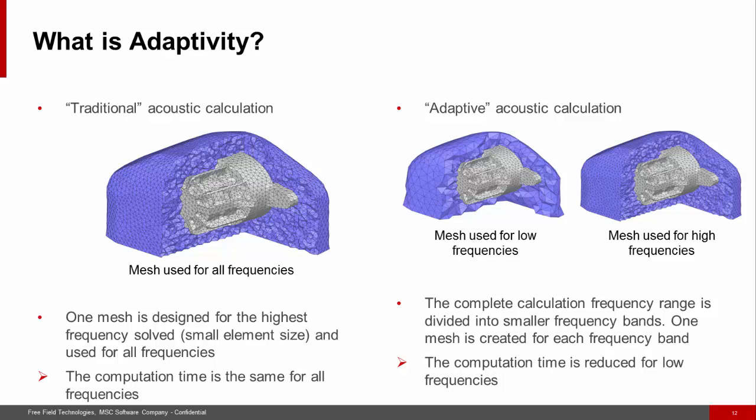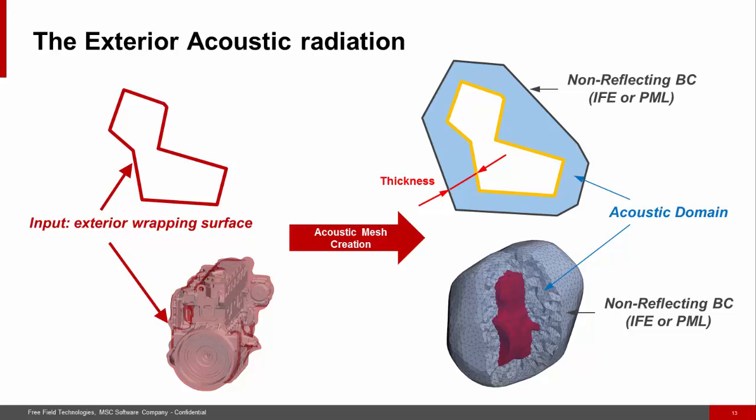The mesh adaptivity can be used for both interior and exterior acoustic components. Let's have a look at how we can use the mesh adaptivity for exterior acoustic radiations. The input needed is only the exterior wrapping surface of an object. Starting from this, Actran automatically creates a surrounding volume on the basis of the thickness defined by the users. Finally, the code will simulate the far-field radiation by using either infinite elements or PML non-reflective boundary condition.